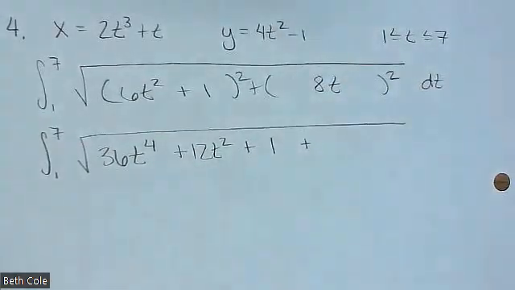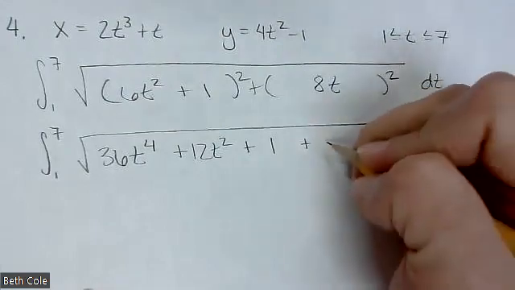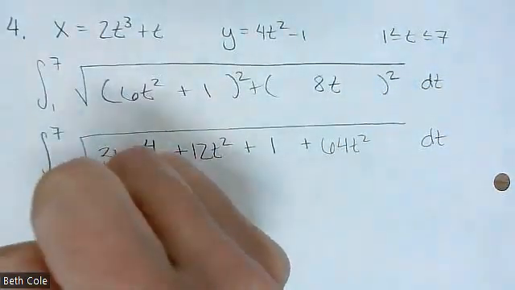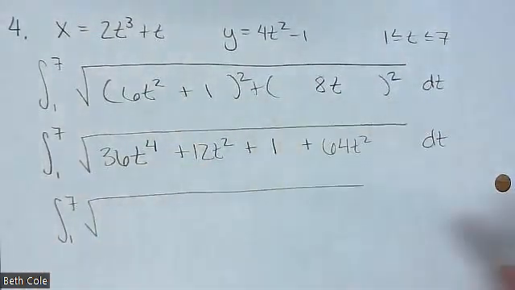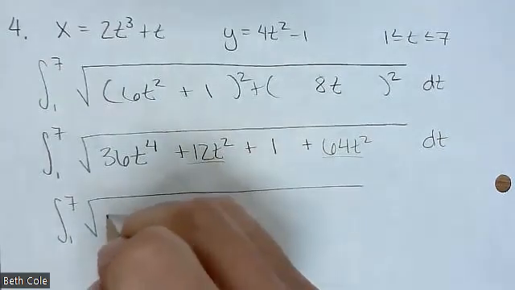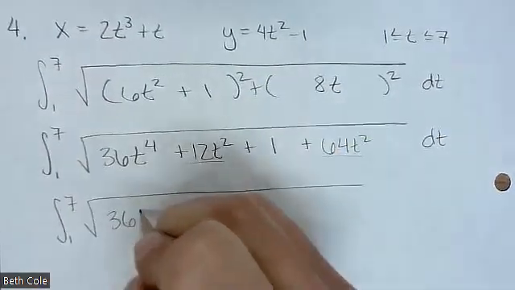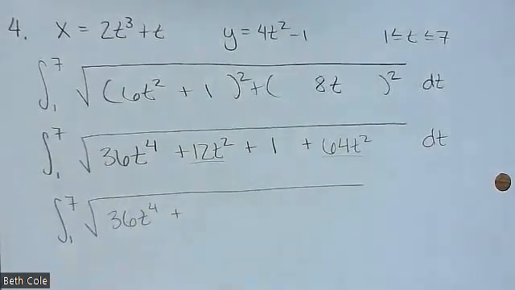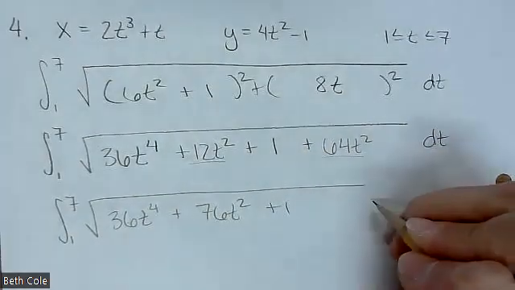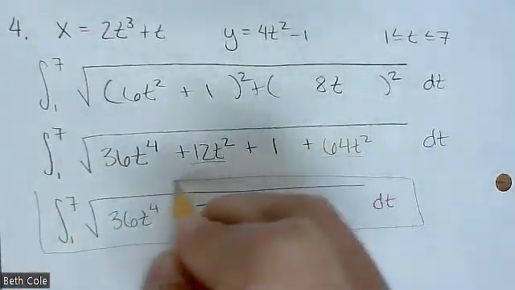All right, so that's the first part. So you have to multiply all that out. This one would be beautiful. And then I think there's one set of like terms there that we can put together. Yeah, these are going to go together. So 36t to the 4th, let me not do another copy error here. 36t to the 4th plus 76t squared plus 1, and then dt. And again, that was just the setup.